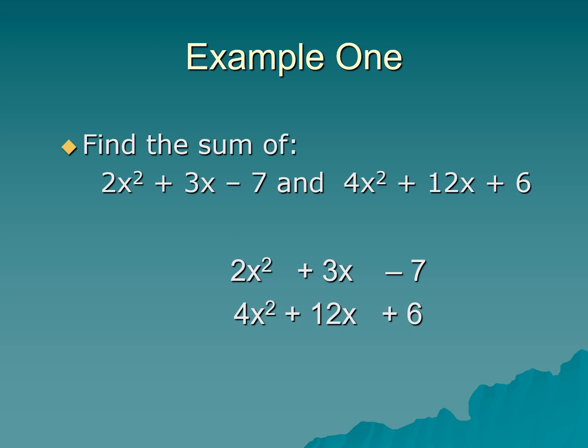All right. So we have 2 plus 4. They're both x squares. We have 3 plus 12. They're both x's. And then we have negative 7 plus 6. So that's going to give us 6x squared plus 15x minus 1. Our answer is a trinomial.